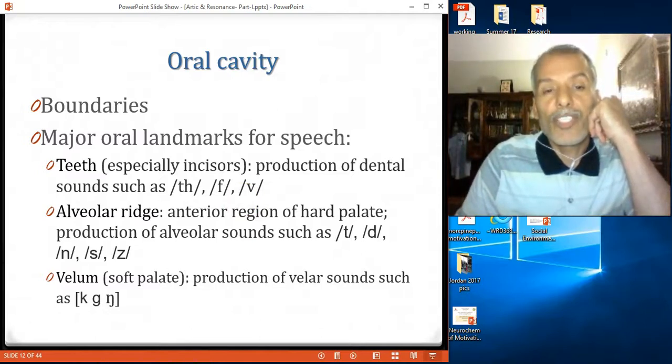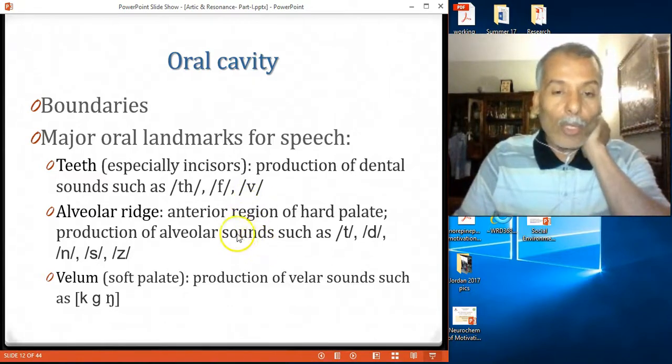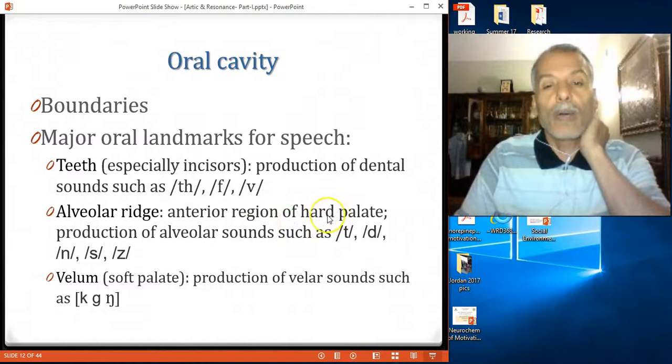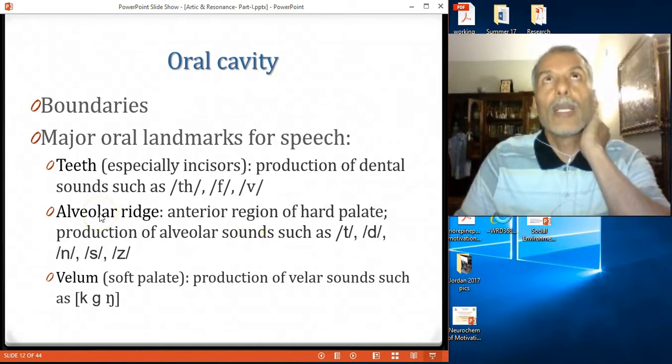So all of these sounds are alveolar sounds, made by the contact between the tongue tip and the alveolar ridge. This is why I call them alveolar sounds. It is the anterior part of the hard palate, in a place that's called the premaxilla, and we use it to make these sounds: t and d, n, s, z.